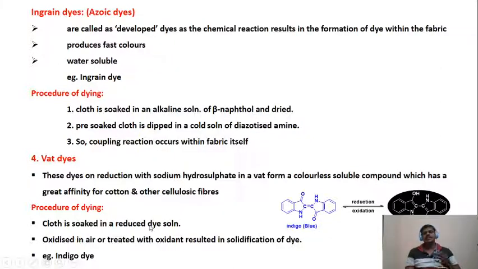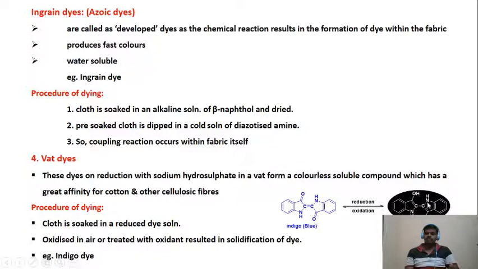So what happens in the procedure of dyeing? First we have to make the solution of this reduced dye, with sodium hydrosulfite, and then the cloth is soaked in this dye. Then this soaked cloth is oxidized with an oxidant or air. This soluble form becomes insoluble and produces the crystalline indigo color on the cloth. So indigo dye is the example of the vat dyes.